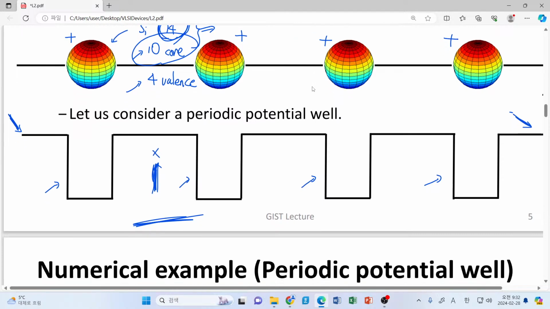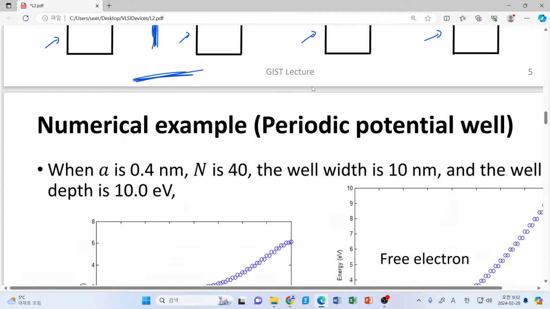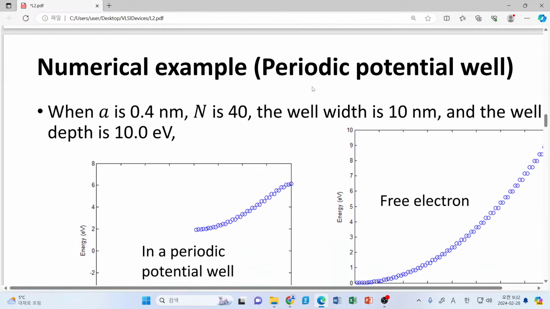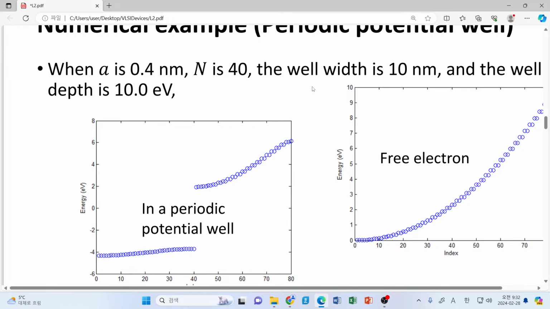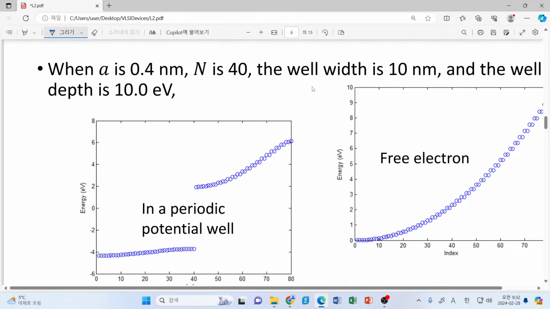Still, please note that at the two boundary positions we have applied the periodic boundary condition. Now let's revisit our numerical example once again. The only difference is that we have introduced a potential trap, and it is periodic. The unit cell size and the number of units are the same.